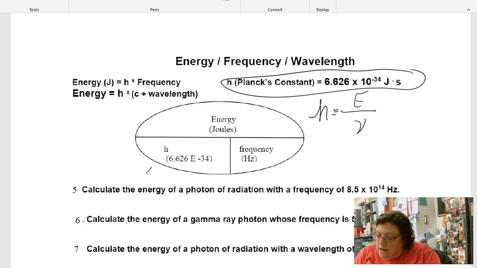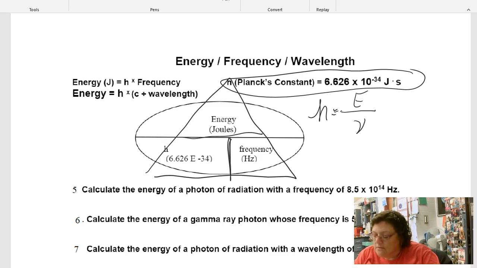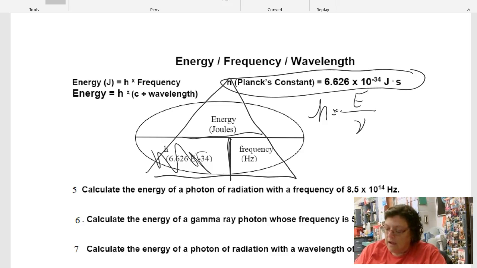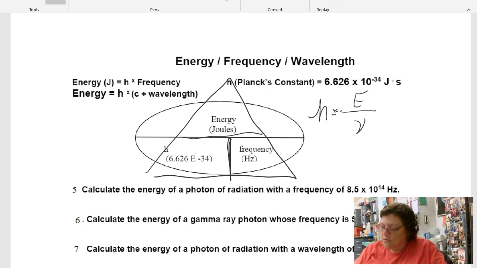So, I can make my Deathly Hallows here, and you can see energy divided by Planck's constant will give us frequency if we hide that guy. And then if we want to calculate Planck's constant, we would take energy divided by frequency. And if we want to calculate energy, we multiply that. So the first question asks us to multiply.